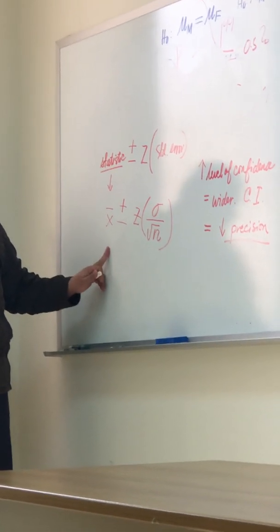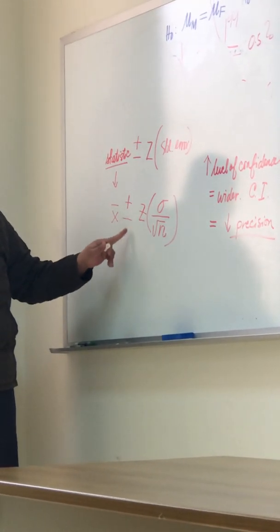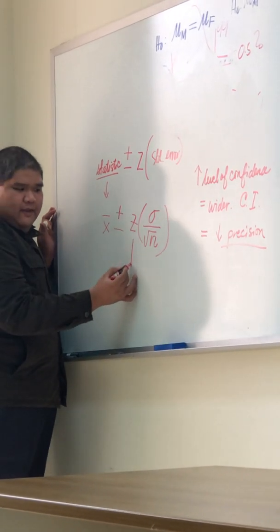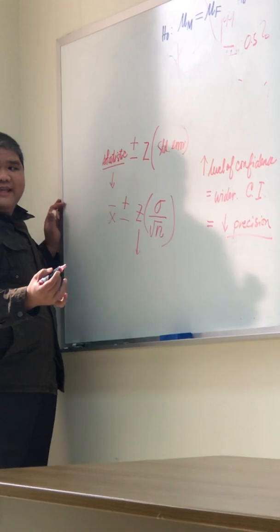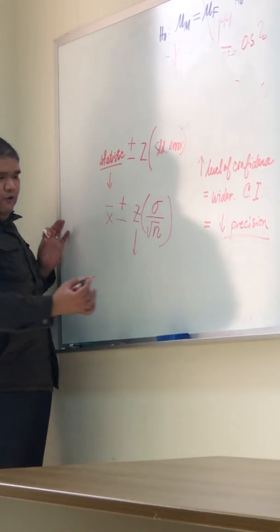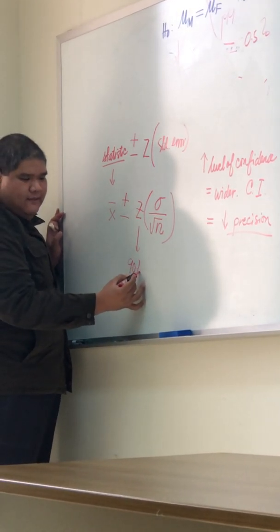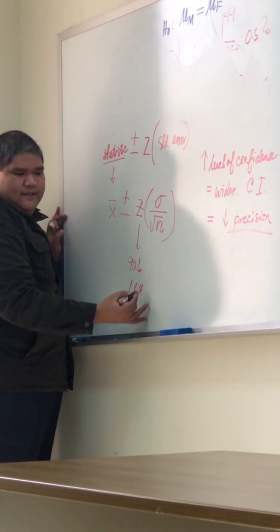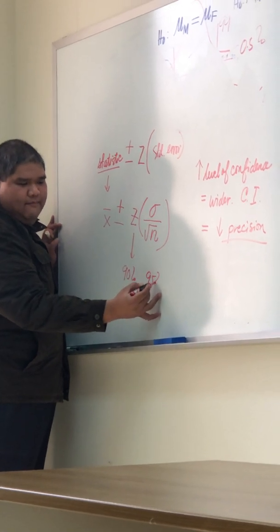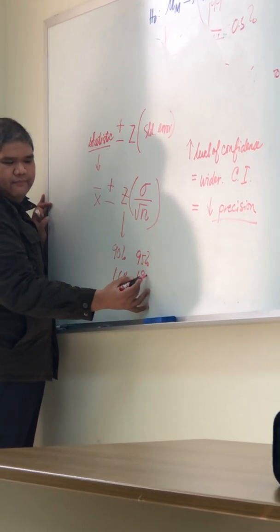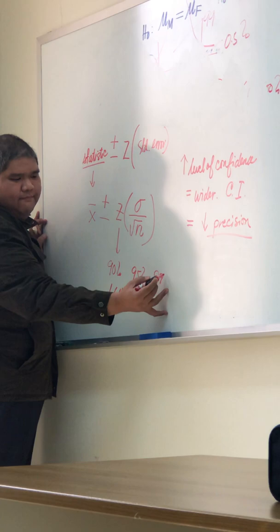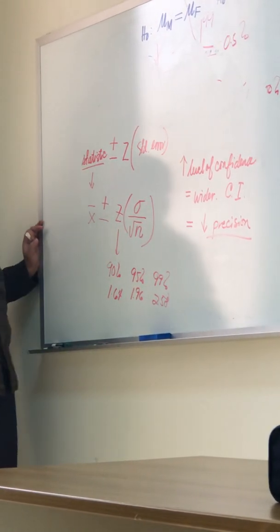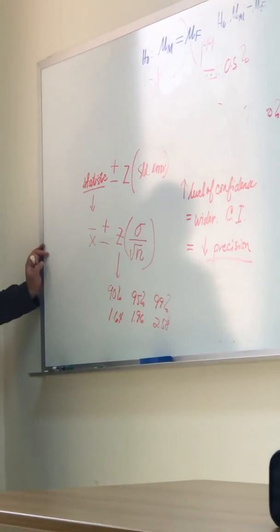Remember, this is a statistic, x bar, plus or minus the value of z. Where will I get the value of z? It depends on what confidence you have. If you want 90%, what's the value? 1.64. If you want 95, 1.96, and if you want 99, 2.58. Do you get me?